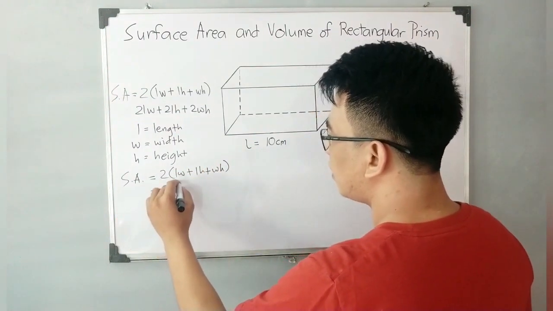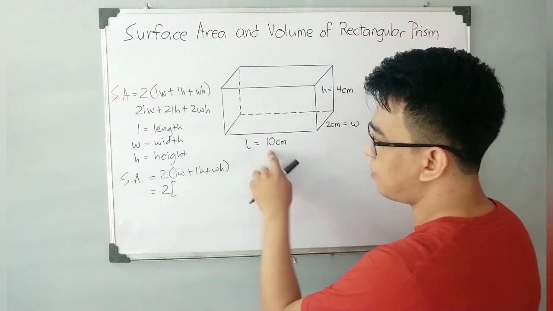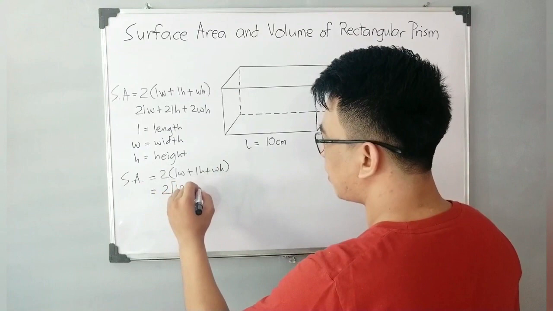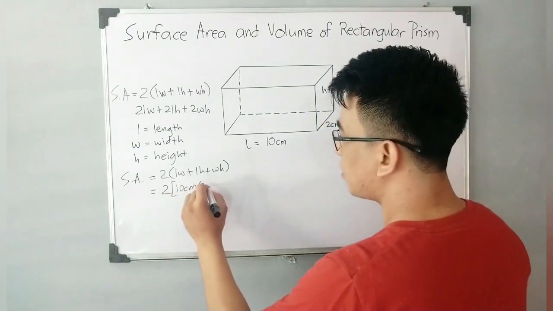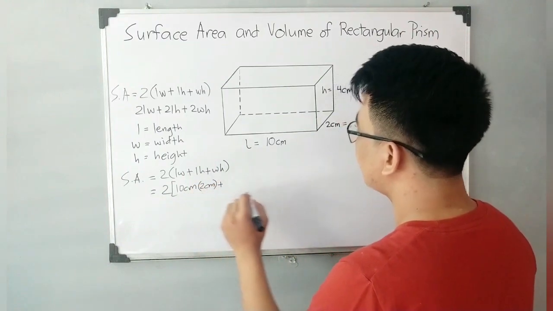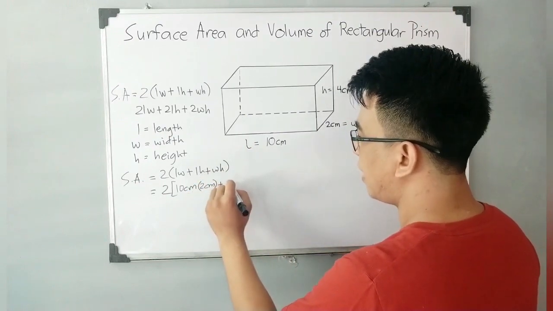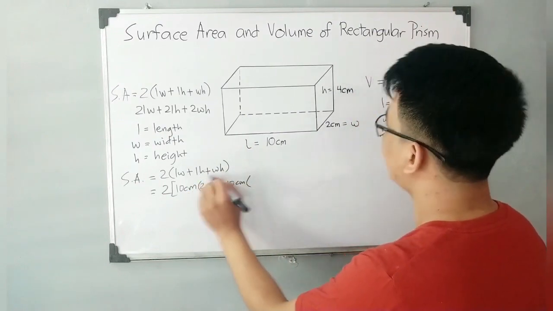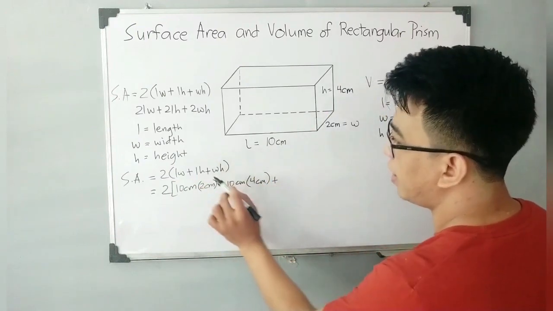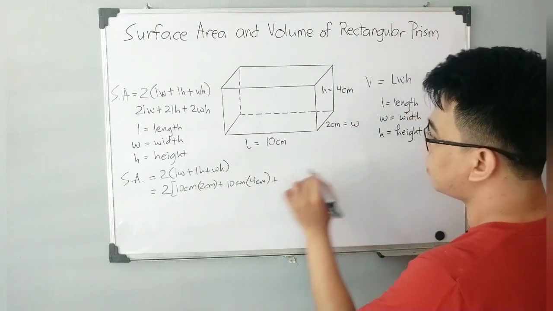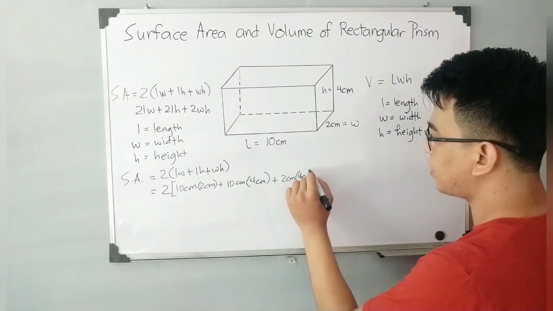So you have 2 times, it's a matter of substitution lang naman. Diba? Your L is equal to 10 centimeters. You have 10 centimeters times your W, which is 2 centimeters, plus your length, kasi L na to, you have 10 centimeters again, times your height, which is 4 centimeters, plus, ito naman, WH tayo, your W is 2 centimeters, times your height, which is 4 centimeters.